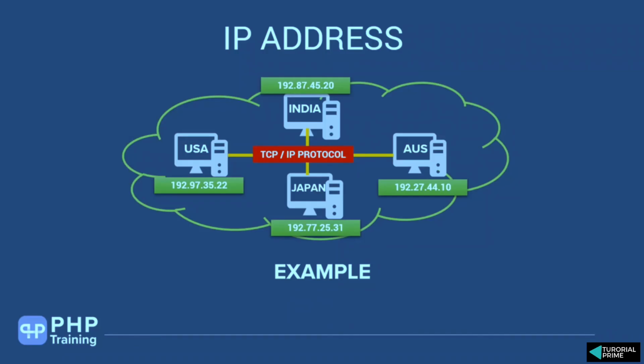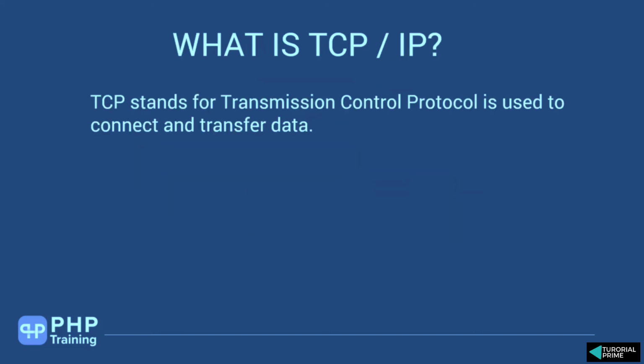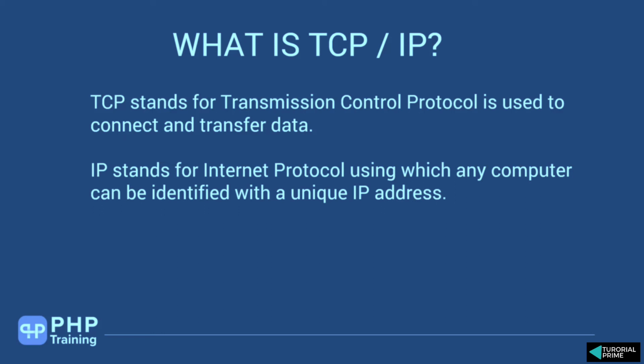So now that you know what an IP address is and how it looks, let's do a quick recap of what TCP/IP is. TCP stands for Transmission Control Protocol and is used to connect and transfer data. Remember this definition of TCP/IP. The purpose of TCP/IP is basically to connect and transfer the data. To connect, it has to find out the IP address first. So in order for TCP/IP to work, it should know the IP address. And IP stands for Internet Protocol, using which any computer can be identified with a unique IP address.